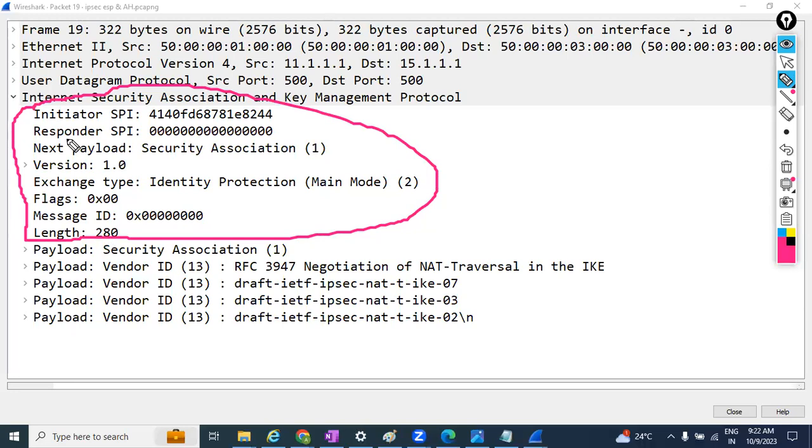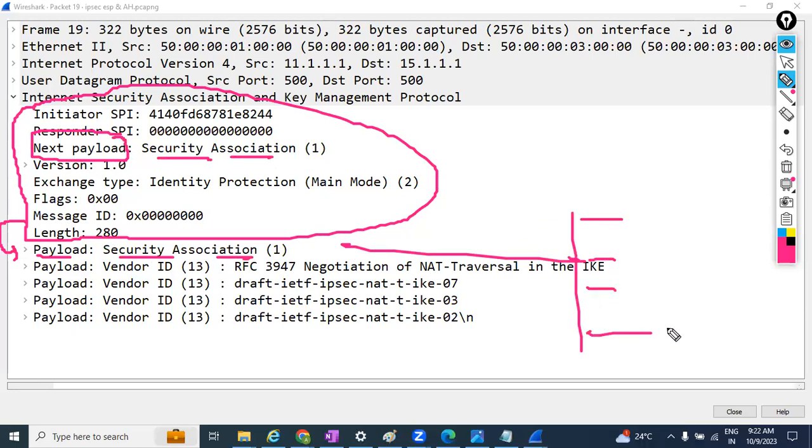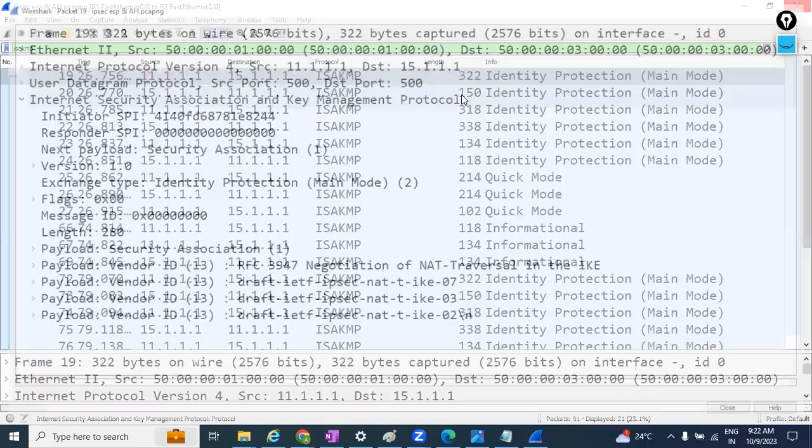In the ISAKMP header, we have a term known as next payload. And what is the next payload? Security association. As you can see, after length, the next payload is Security association. And here we have the information, all the SAs, SA 1, 2, 3, 4, 5, 6, whatever you have configured. So I can see the information. In which format is the information? Clear text. Same option for the second message.